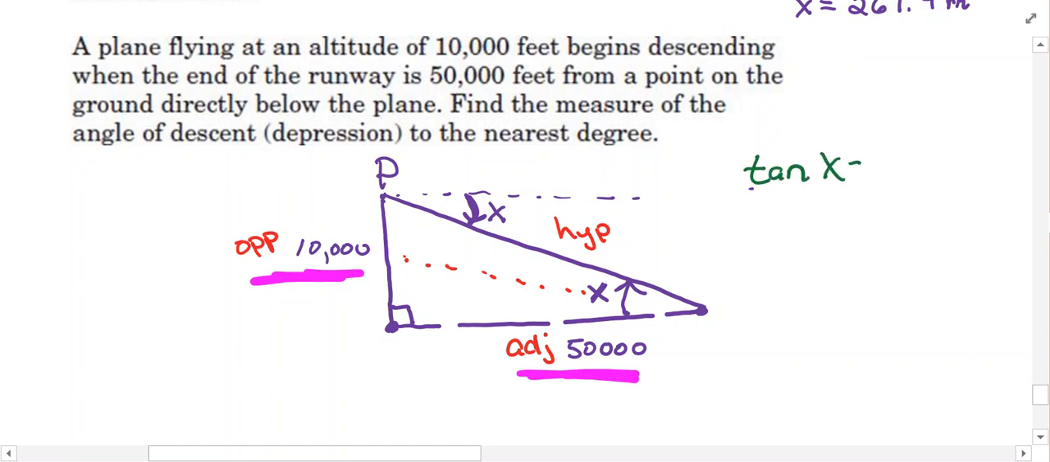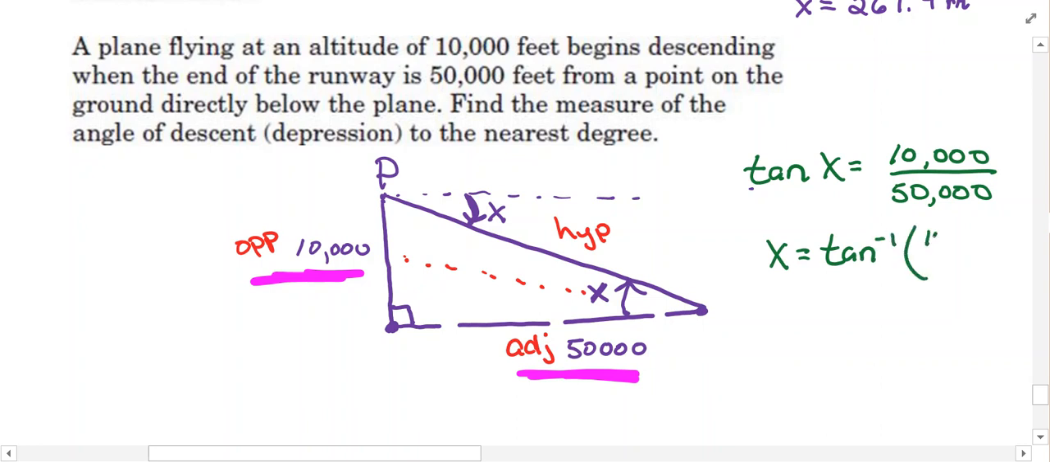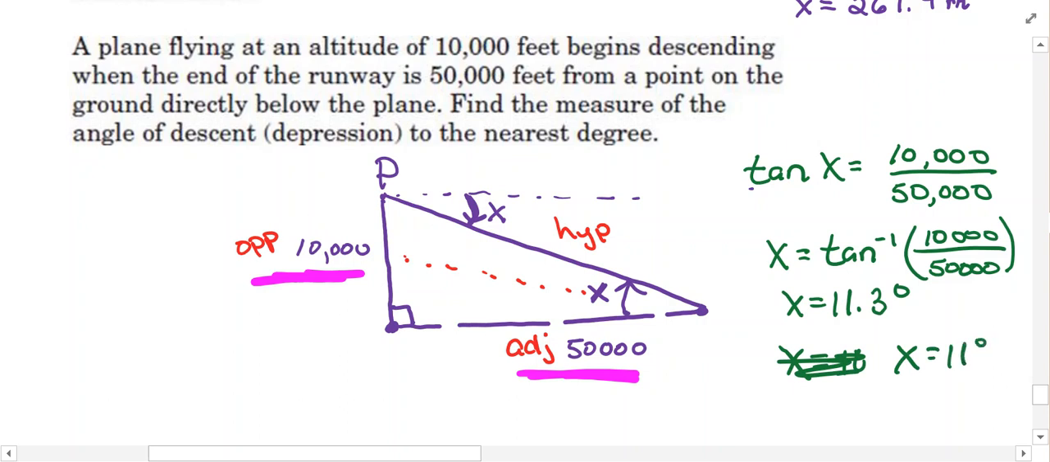So tangent x equals the opposite over the adjacent. So x equals tangent inverse because I want to find the angle of opposite over adjacent. Plugging that into the calculator, and I do admit you can reduce that 10,000 over 50,000 to 1/5 if that makes it easier for you. I do second tangent and I will have 11.3, and it says rounded to the nearest degree, so x equals 11 degrees.